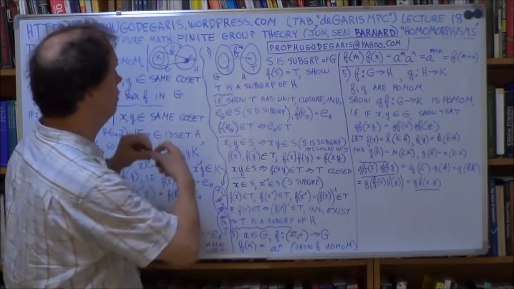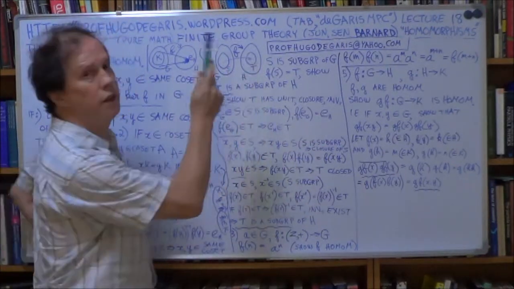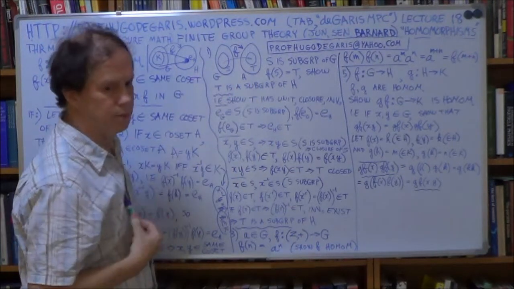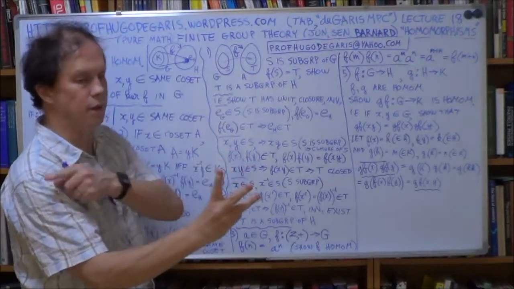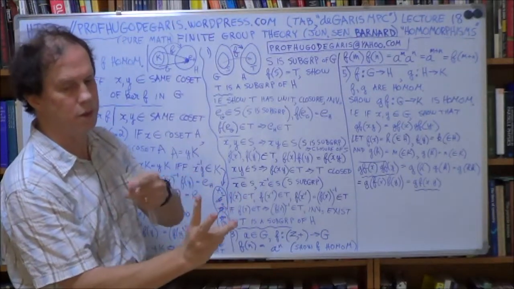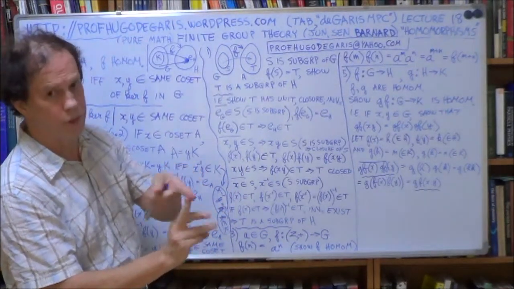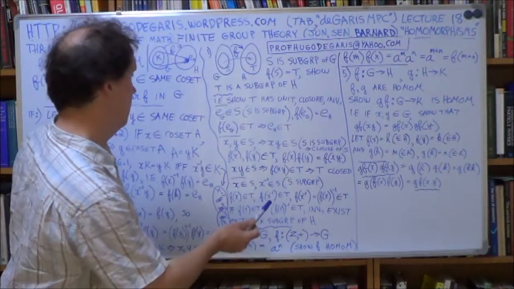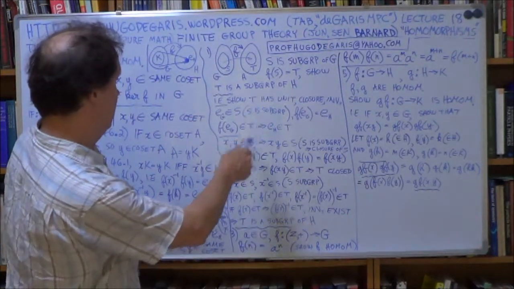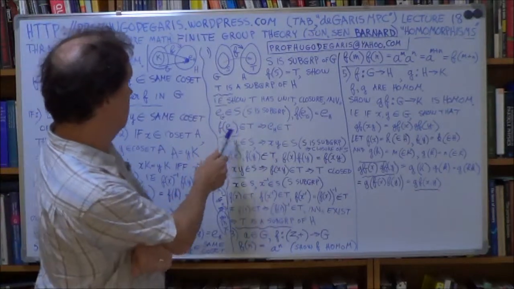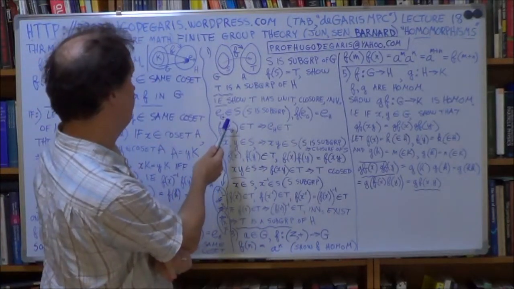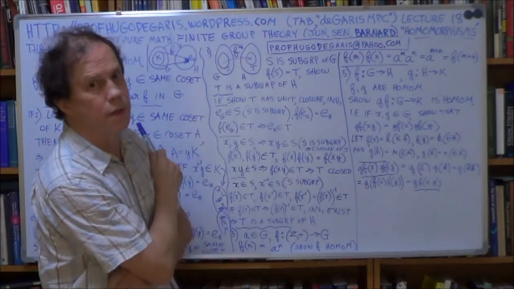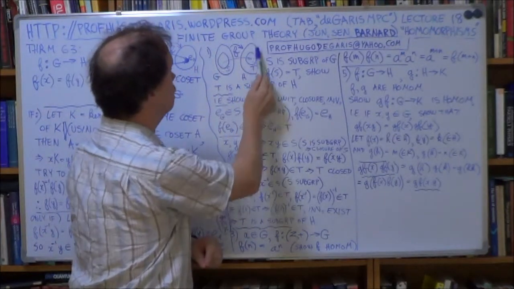All right. So as usual, to prove anything to be a subgroup, you have to show that the subset has the three properties: it has a unit, is closed, and has the inverses. All right. So let's show that this T has the unit of H.